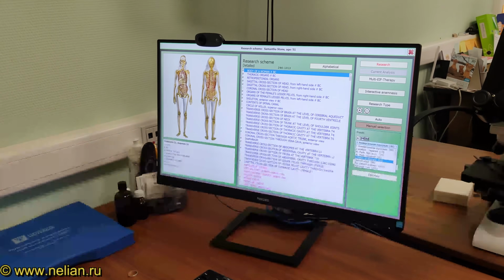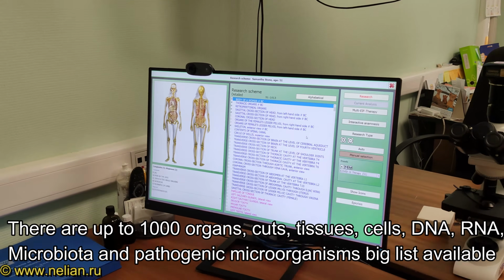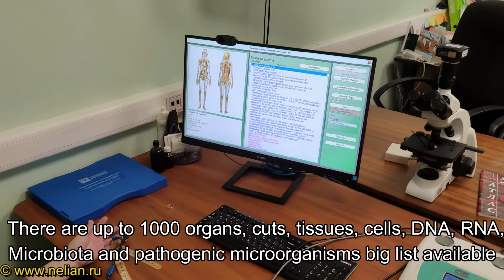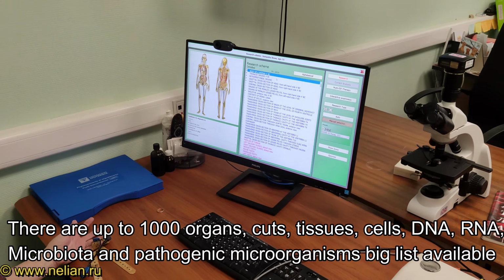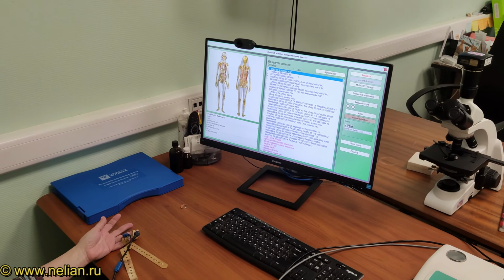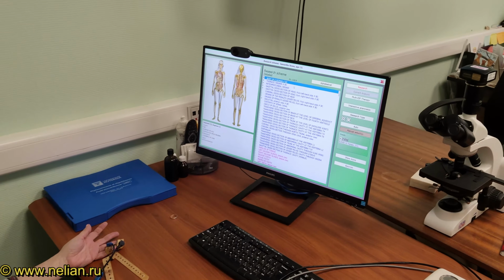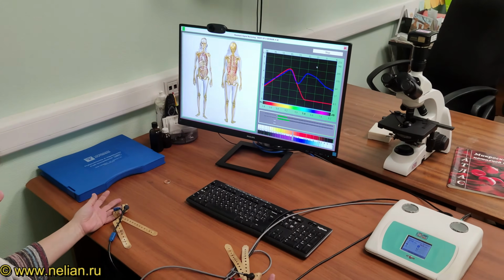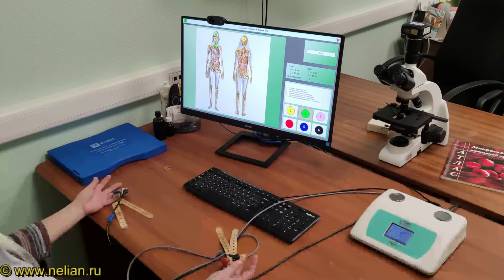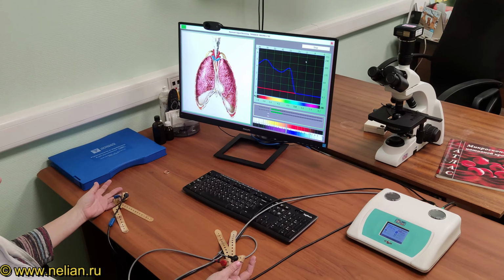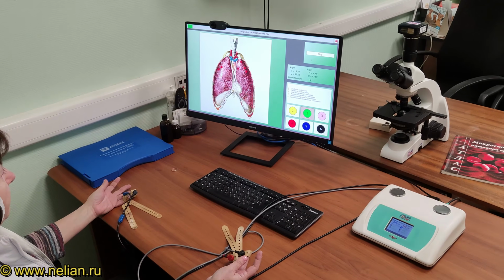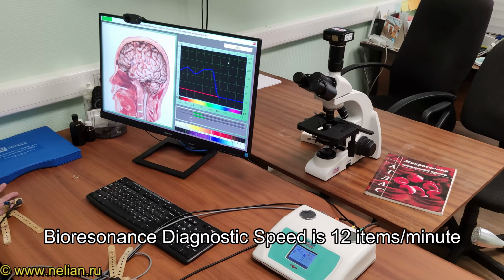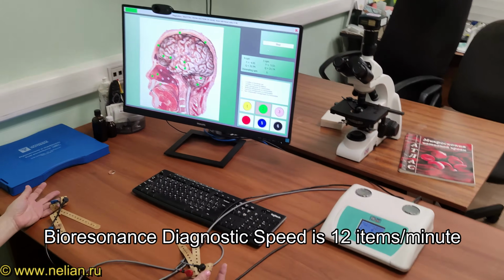We have made this preset, or list of organs, with 51 organs included, 2 test organs, and based on the condition of every organ, we will make therapy in the next step. We click research. Since we have selected 51 organs, our testing process will take about 4 minutes because testing speed is 12 organs per minute.